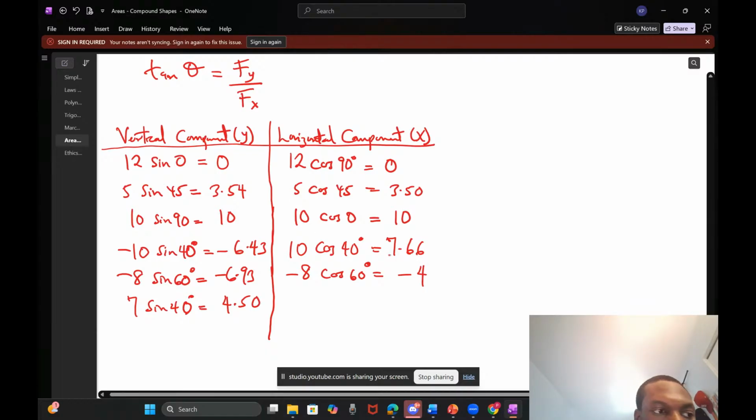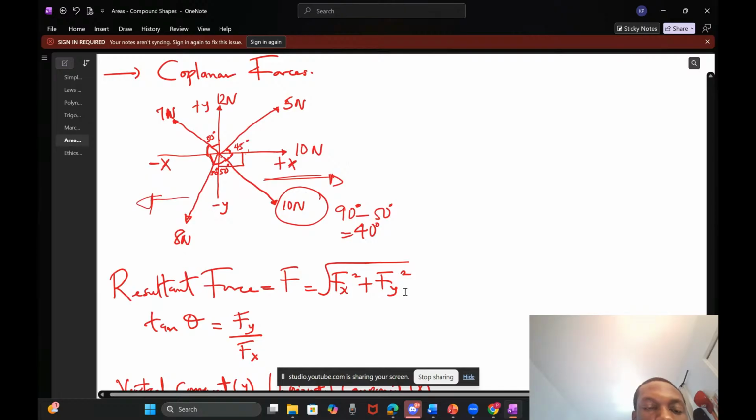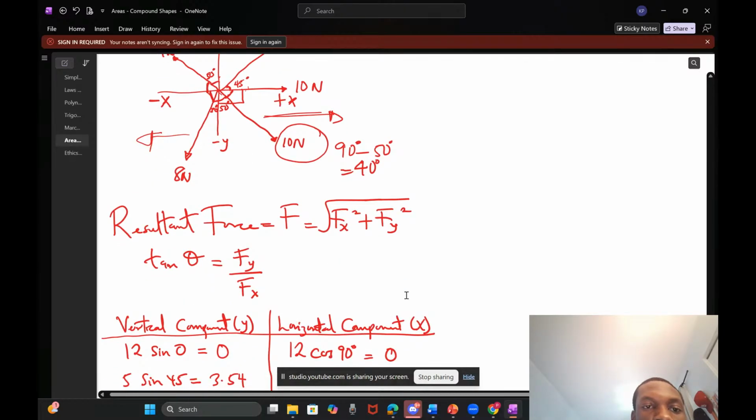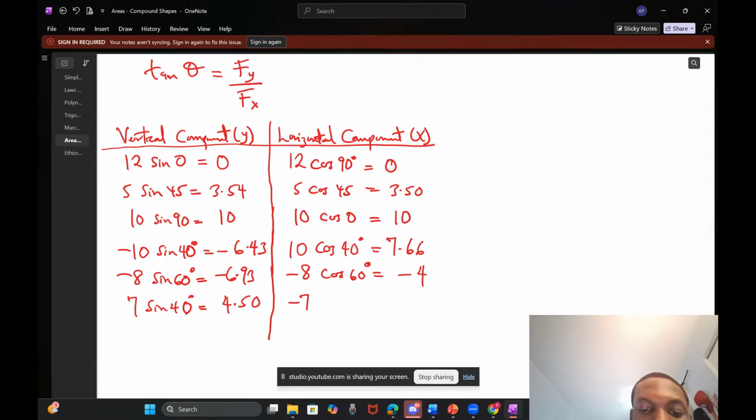So now let's go to the next one. The negative x-axis, so that would be negative 7 sine 40. I mean negative 7 cos 40, sorry. 7 cos 40 will give us minus 5.36.